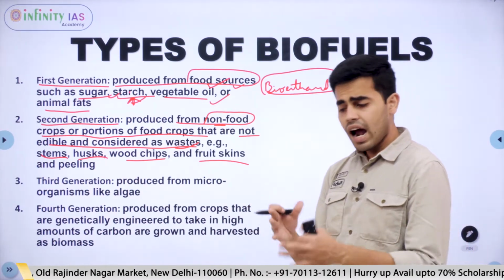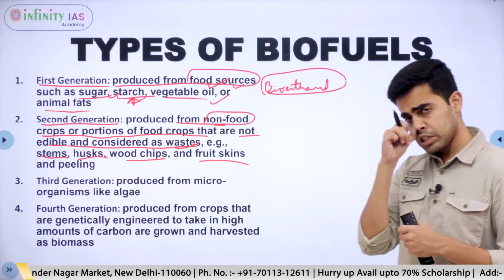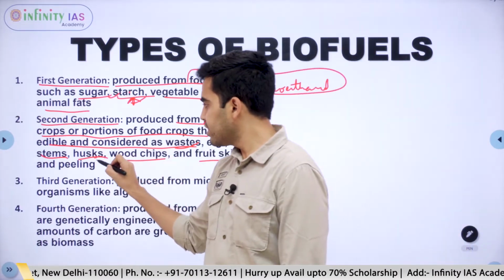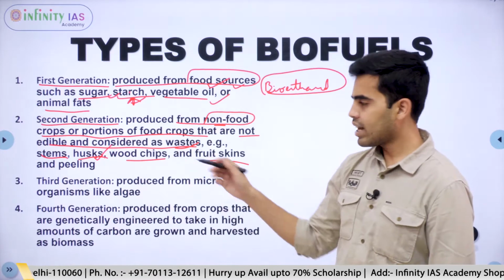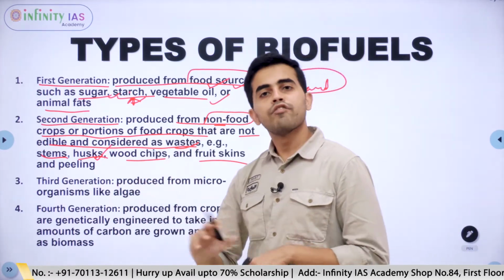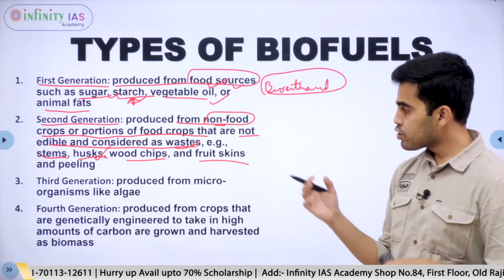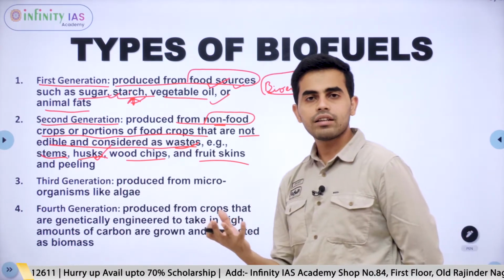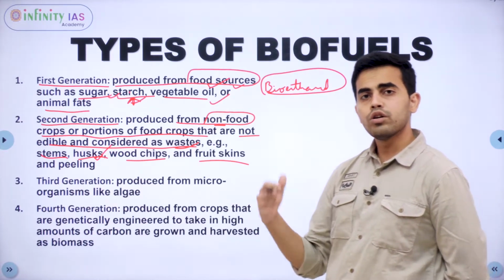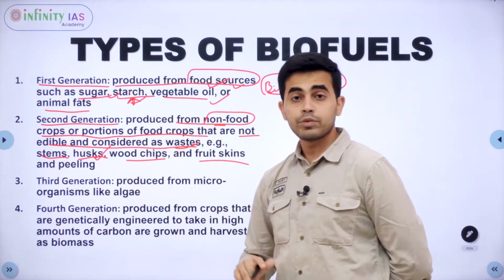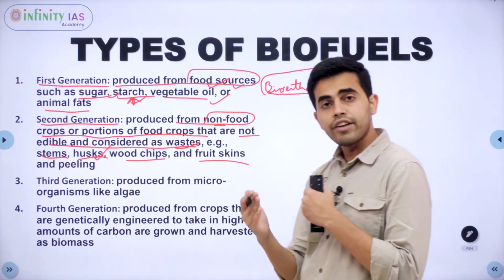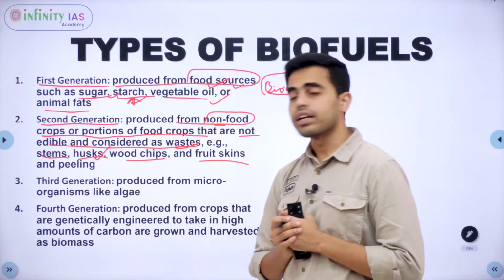So we started making fuel from waste products or non-food products, that is stems, husks, wood chips and fruit skins. For example, after we process rice, the grain is processed, we are left with husk. That husk is not for consumption. We can use that for production of biofuel. It is still organic matter and it contains carbon and hydrogen, so it can be used to produce biofuel. This solves our problem of conflict with food security.